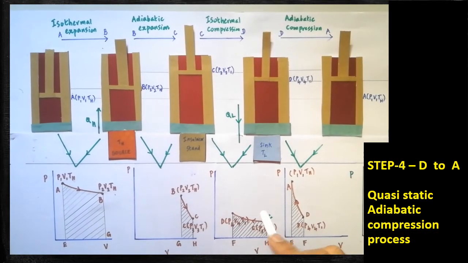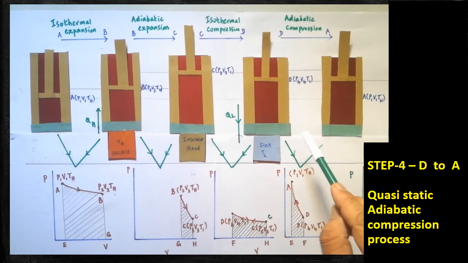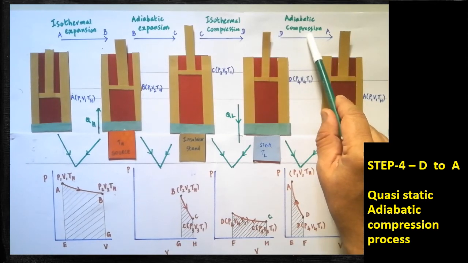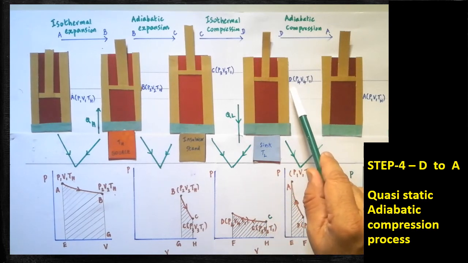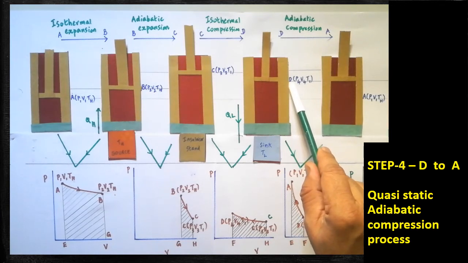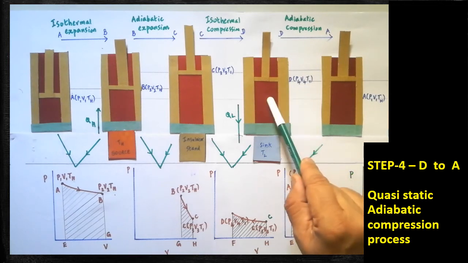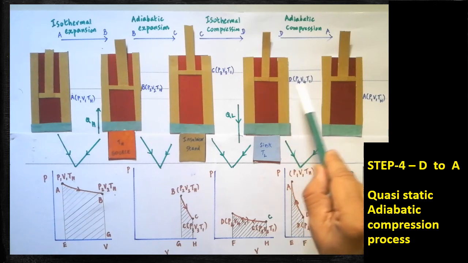Now we are going to learn the last step of the Carnot cyclic process. The name of the last process is called adiabatic compression process. Here look at the initial position of the piston. The initial position of the piston now is D. It is kept at D. The initial pressure is P4. Initial volume of the working substance is V4. And then temperature of the system is T1.